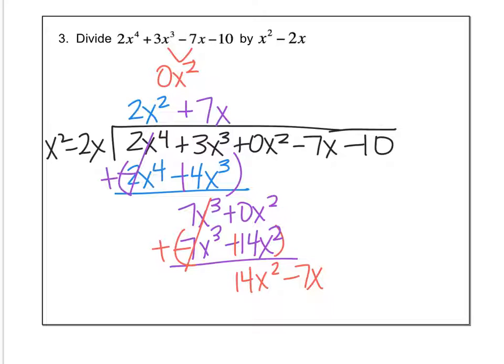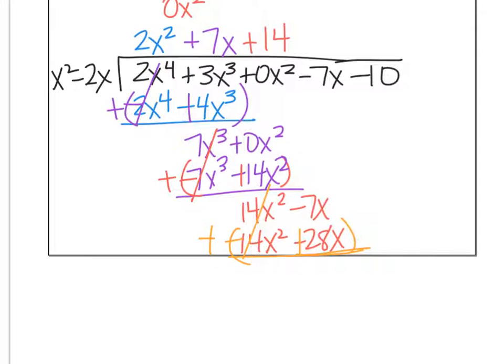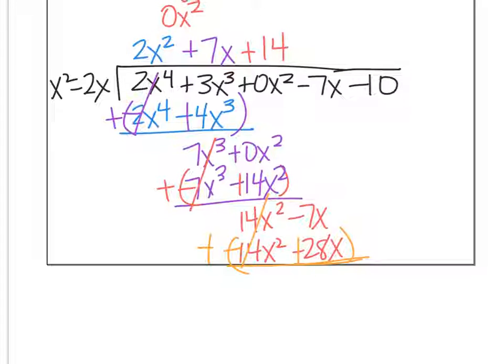What do I multiply x squared by to get 14x squared? Positive 14. 14 times x squared is 14x squared. 14 times minus 2x is minus 28x. Change your signs here. I get 21x minus 10. Is there anything I can multiply x squared by to get 21x?